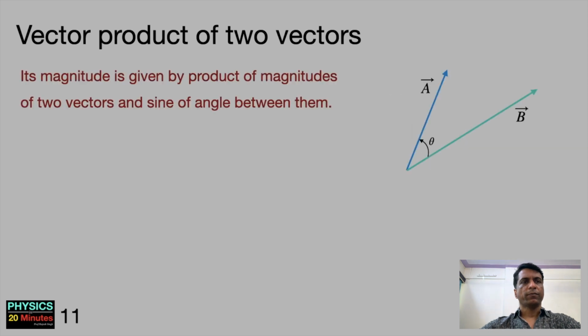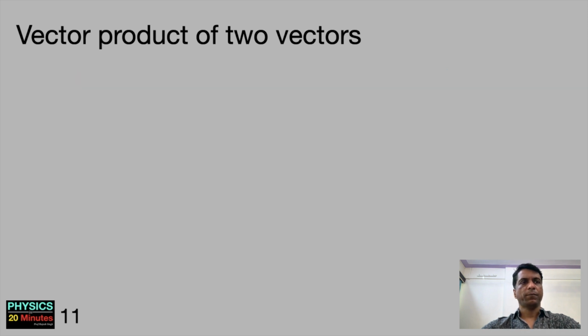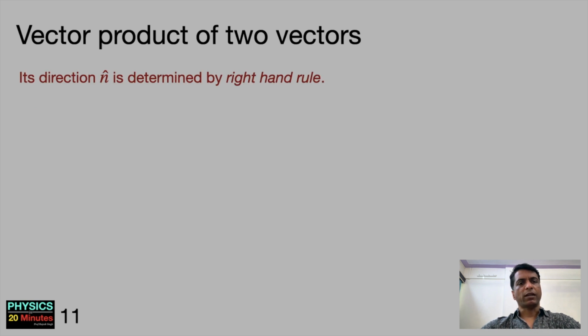The magnitude of the vector product is given by the product of magnitudes of the two vectors and the sine of the angle between them. The magnitude of vector A cross vector B is equal to AB sine theta. The direction of n cap is determined by right hand rule.